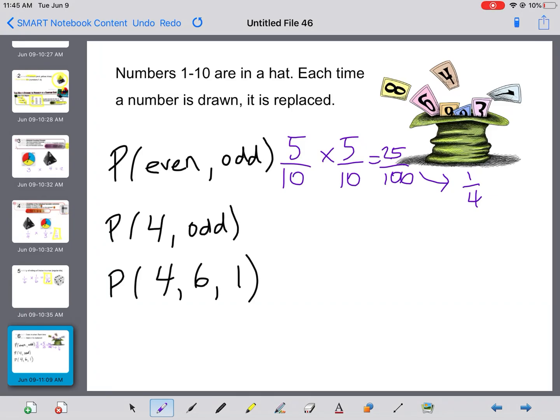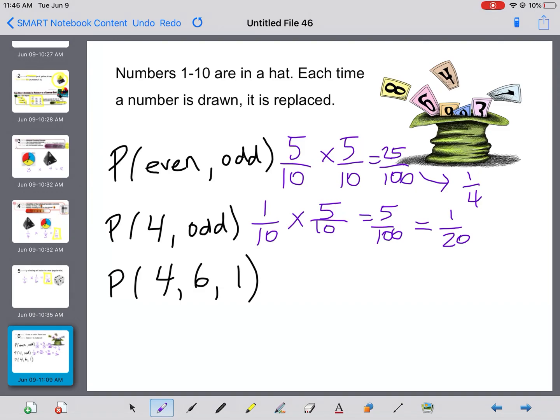You can also do it for if you wanted to see the probability of drawing specifically the number 4 and then an odd number. Well, the probability of drawing a number 4 is 1 in 10. There's only one number 4 in those 10 options. And then the probability of an odd number is 5 out of 10 again. So you just multiply those. We get 5 out of 100, which simplifies down to 1 out of 20. So the probability of drawing a 4 and then an odd number is 1 in 20.